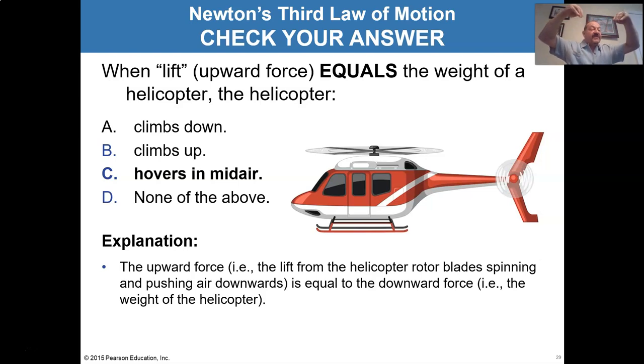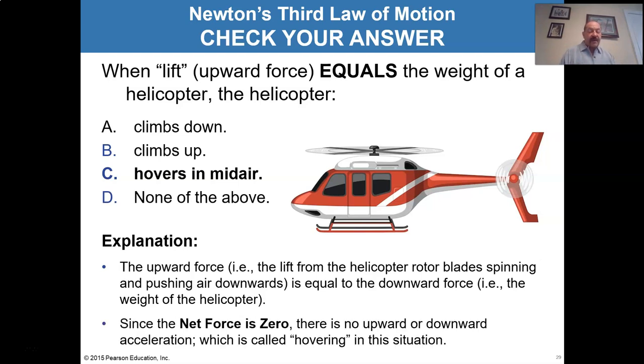In other words, the force of gravity in this case is the weight of the helicopter. So the upward force, that's the force from the helicopter rotor blades spinning and pushing air downward, is equal to the downward force, the weight of the helicopter. And therefore, if the forces are canceled, the net force is zero, so there's no upward or downward acceleration. And if it's already in the air when this happens, it's called hovering. If it moved at a constant speed, up or down, that would still not be an acceleration situation, okay?